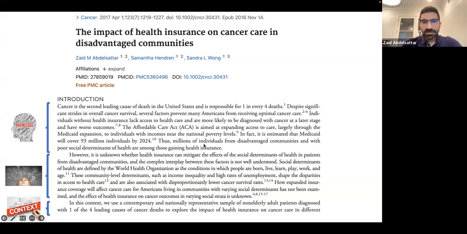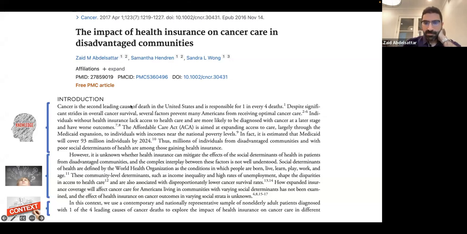And the last sentence is what is called the hook sentence. You should always structure it this way. So if you do 4 or 5 sentences that first describe what is currently known about the topic. So our topic is about health insurance, cancer, and disadvantaged communities. So these are the 3 keywords. So you have to put these 3 keywords in your first paragraph.